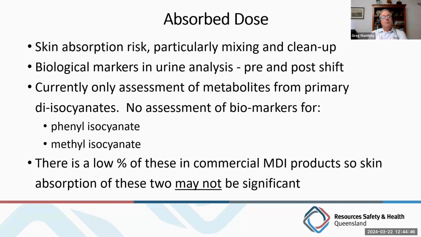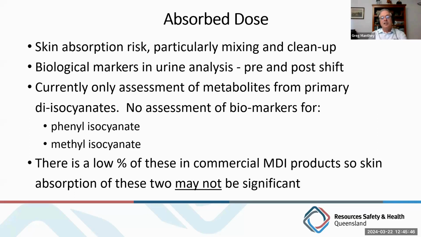I just want to touch on absorbed dose, or the combined risk from inhalation and potential skin exposure. Skin absorption is generally considered to be probably the greatest exposure source in underground mining, due largely to historical practices of sample handling. But skin absorption risk needs to be considered, particularly in spill cleanup. The issue with skin absorption is that the biological markers, looking for biomarkers in urine, only assess the metabolites for the primary diisocyanates, MDI, TDI, HDI, and probably methylene diisocyanate. There's no current assessment of biological markers for phenyl or methyl isocyanate. That may or may not be significant.